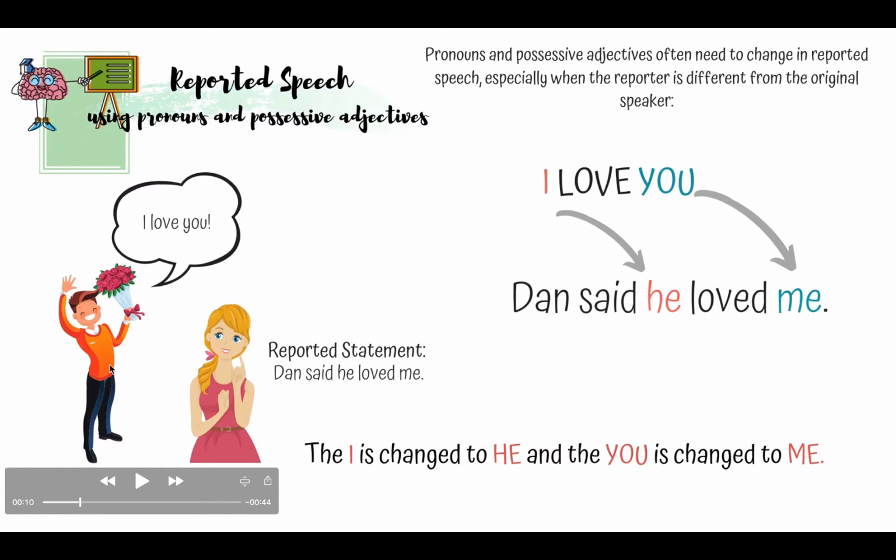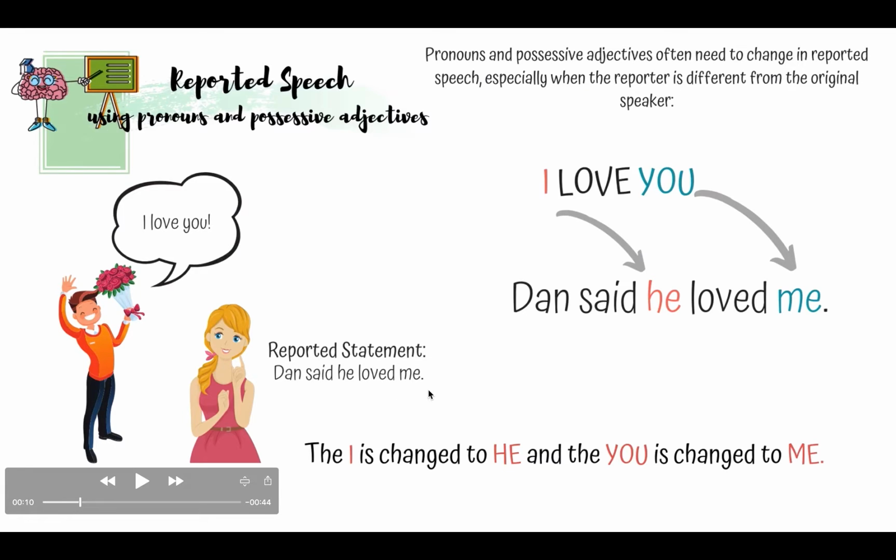We have this lovely young man expressing his love, okay? "I love you." His speech bubble is basically telling this girl that he loves her. So imagine this boy has told this girl that he loves her. "I love you" is the direct speech. Now, the reported statement would then have to be: Dan, okay, this young chap is called Dan, said he loved me. Now, "I love you" has completely changed to "he loved me."